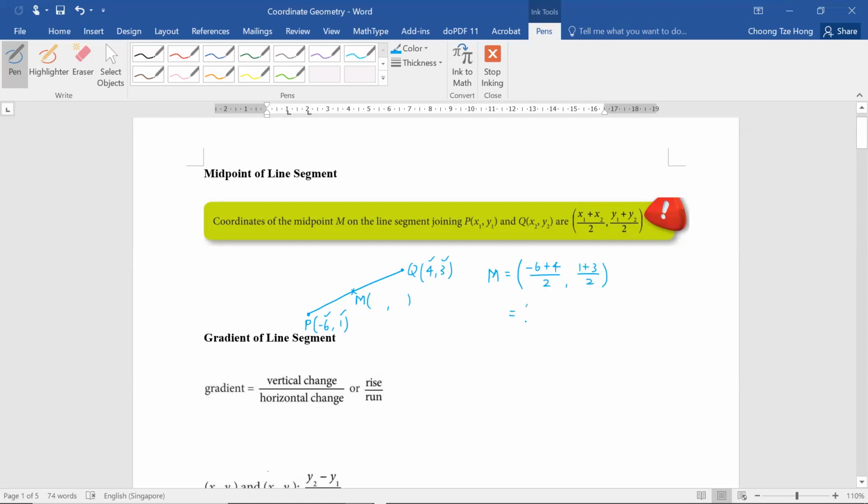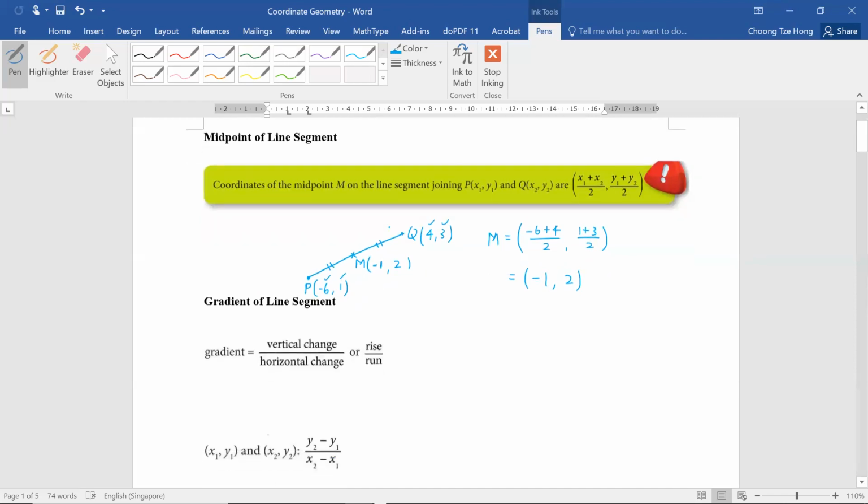So negative 6 plus 4 is negative 2. Divided by 2, you get negative 1. Then we have 1 plus 3, which is 4, divided by 2, we have 2. So the coordinates of point M will be negative 1, 2. So we can find the midpoint very easily. If this is the midpoint, then it also means that these two lengths, PM is equal to MQ. Okay, let's move on to the next idea.